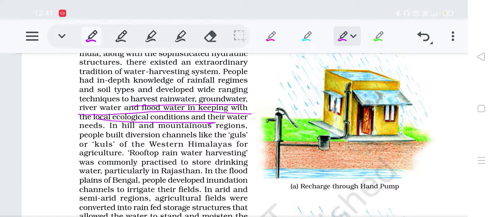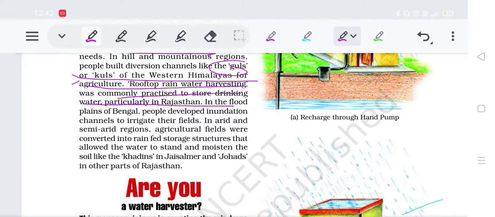In hill and mountainous regions, people built diversion channels like guls and kuls in the western Himalayas for agriculture. Rooftop rainwater harvesting was commonly practiced for storing drinking water, particularly in Rajasthan. In the floodplains of Bengal, people developed inundation channels to irrigate their fields. In arid and semi-arid regions, agricultural fields were converted into rain-fed storage structures that allowed the water to stand and moisten the soil, like Khadins in Jaisalmer and Johads in other parts of Rajasthan.